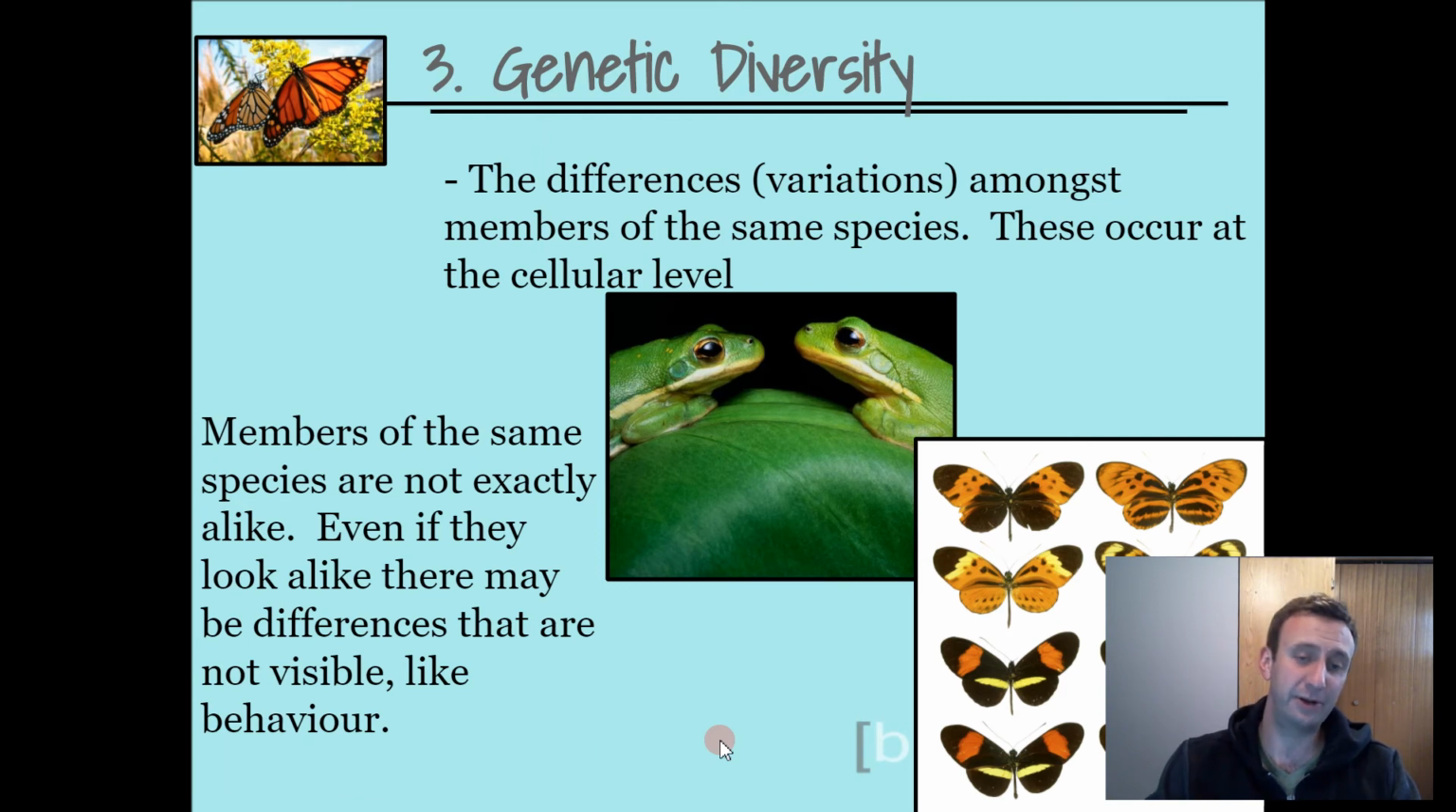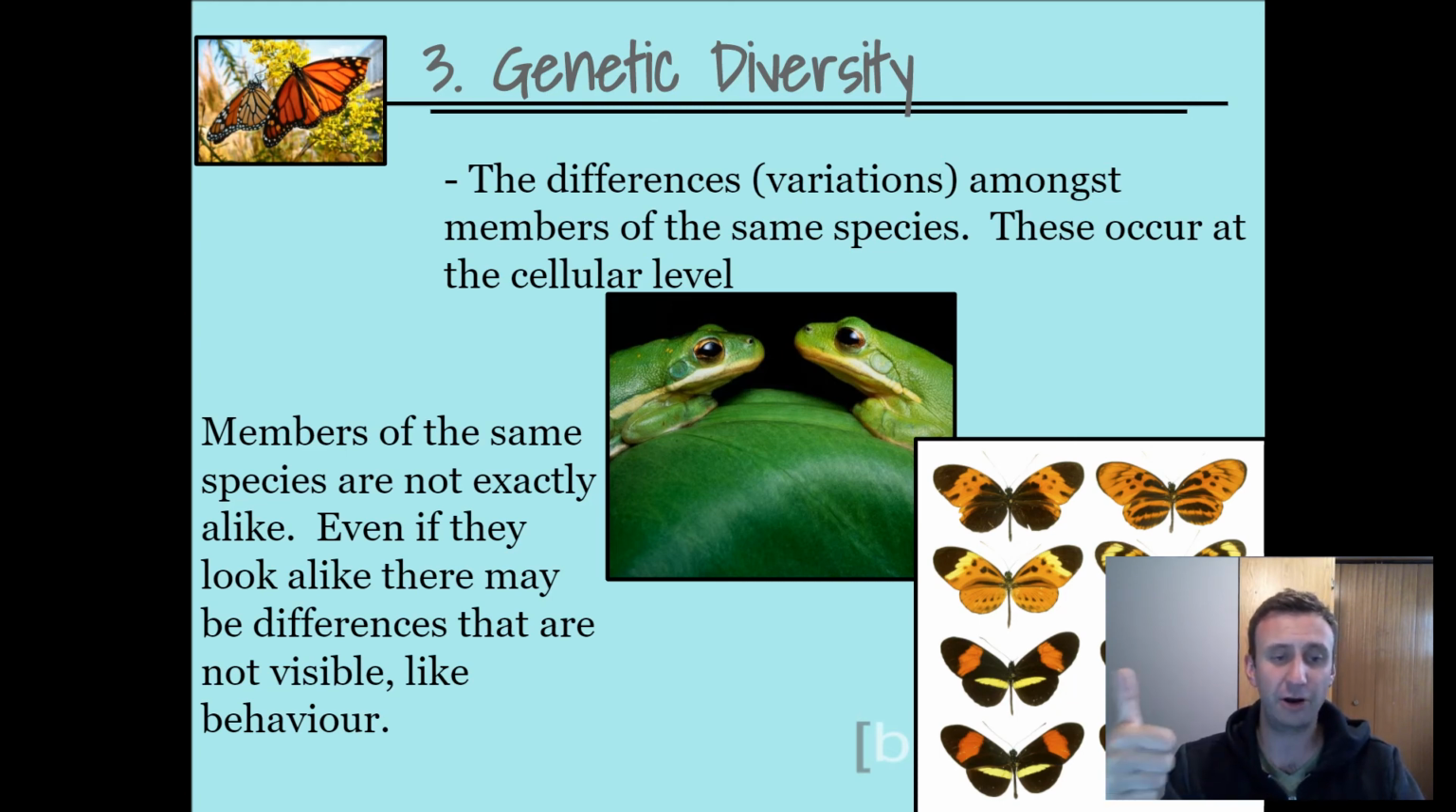So again, how we tell the difference between what's one species and another is as long as it's able to reproduce and make viable offspring, it's the same species. Finally, the third type of diversity, so we talked about ecosystem diversity, species diversity, now we're on genetic diversity. Genetic diversity is the differences or variation amongst members of the same species. So if we take a look within a species, we want there to be more genetic variation, more genetic diversity. And these differences are at the cellular level because they're within DNA.